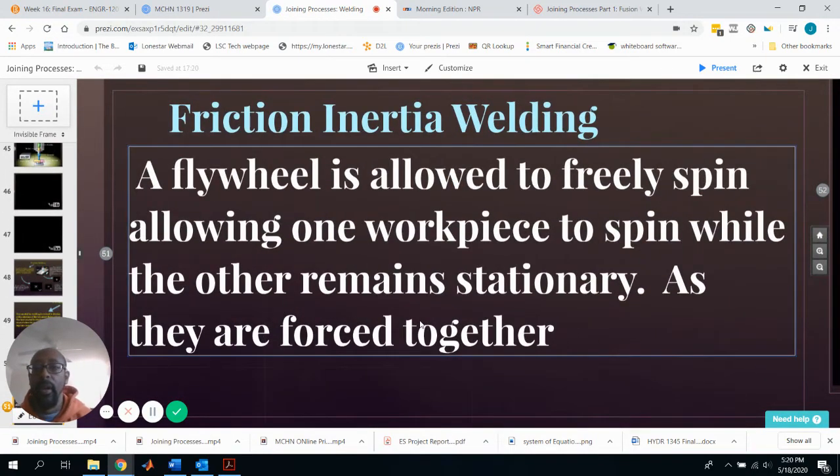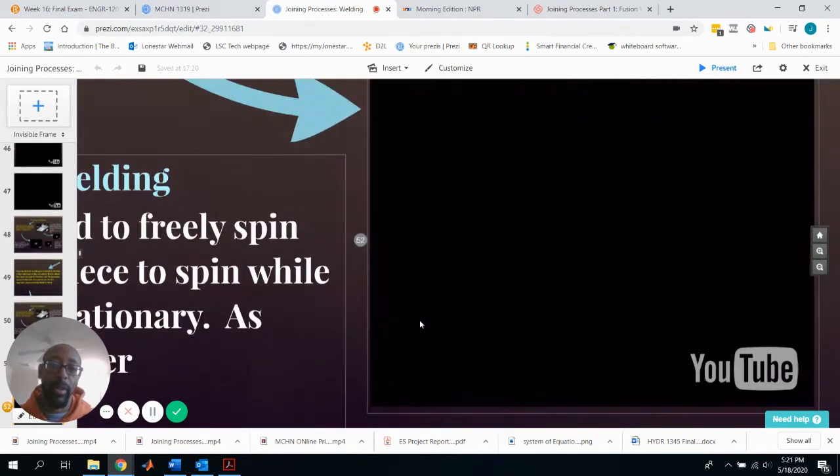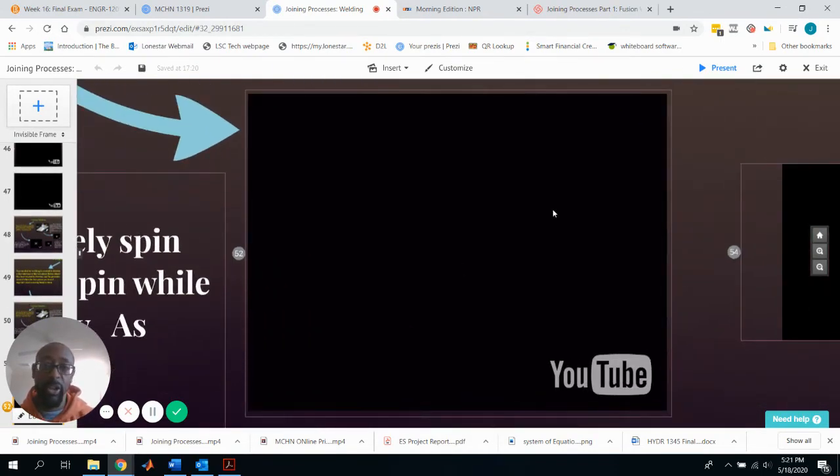The first friction welding process is called friction inertia welding. In friction inertia welding, you have a flywheel that's allowed to freely spin, allowing one workpiece to spin, and the other is essentially jammed into it. So the other remains stationary as they're forced together. You have that friction going on as it spins, and then they're forced together. You have the pressure, you have the movement, and that gives you your friction inertia welding. And here's an example of the friction inertia welding process.